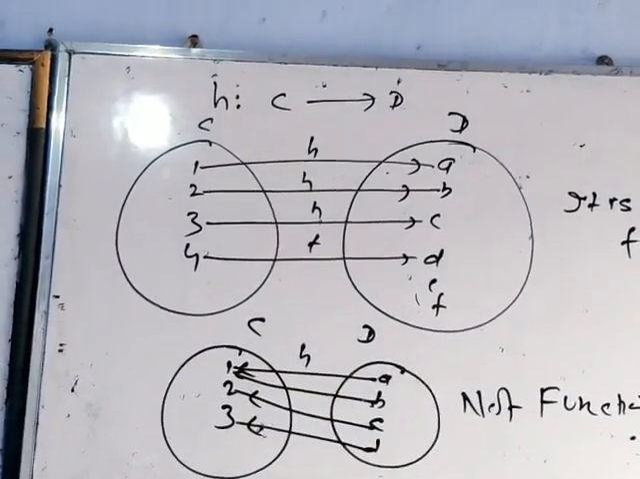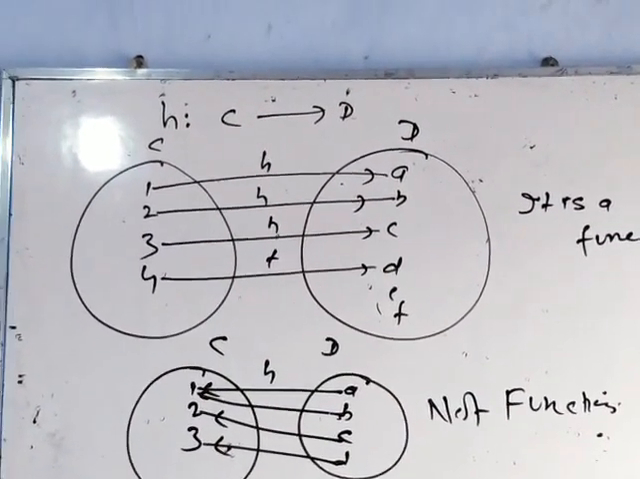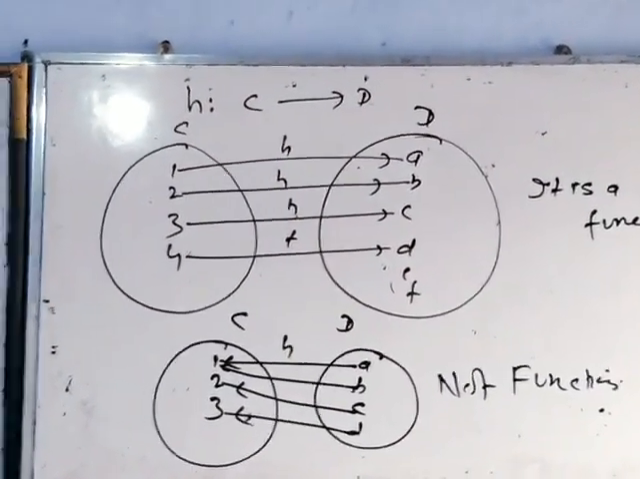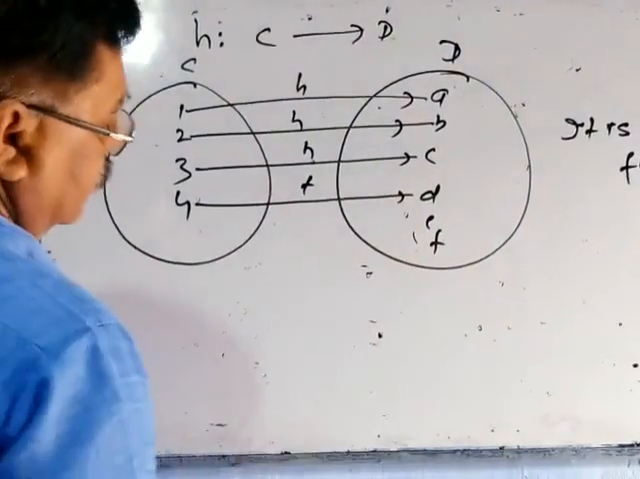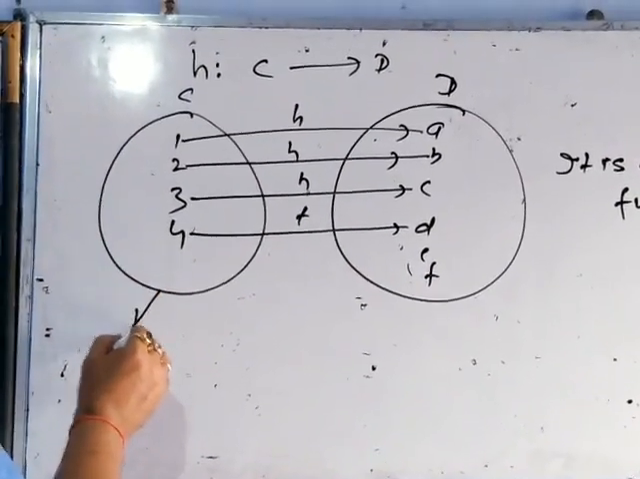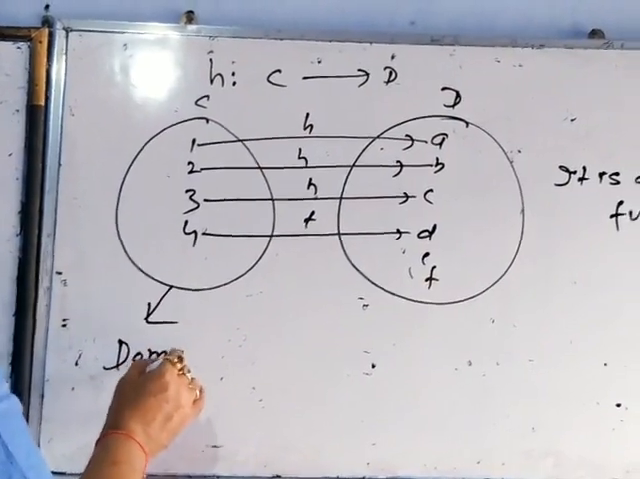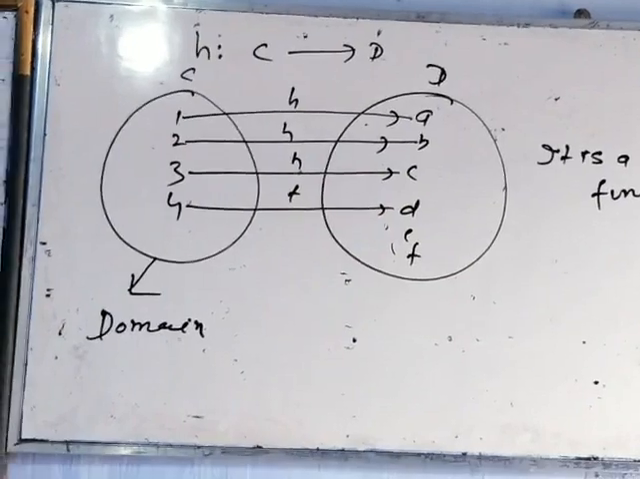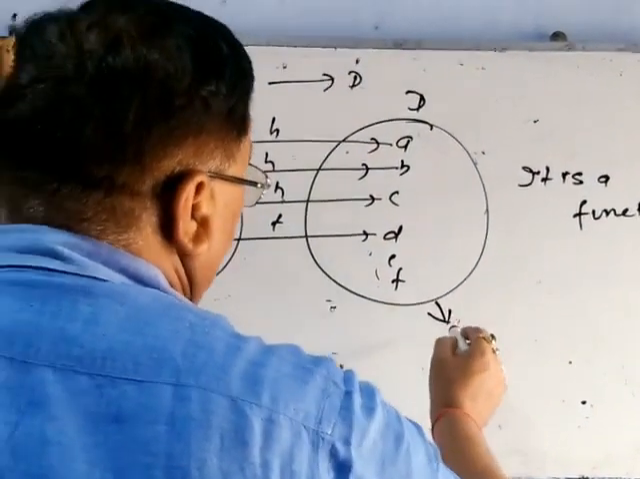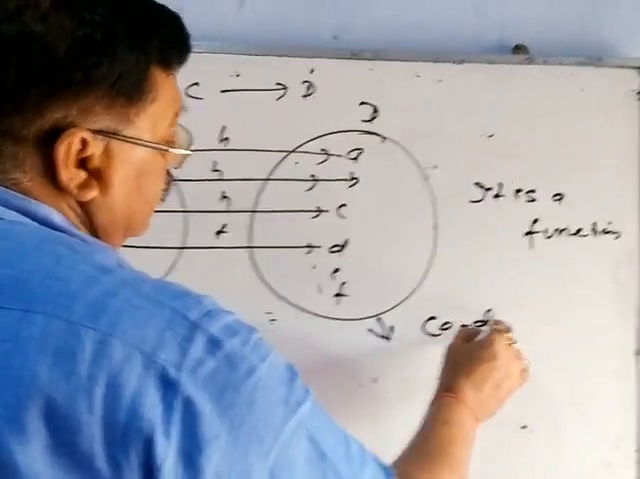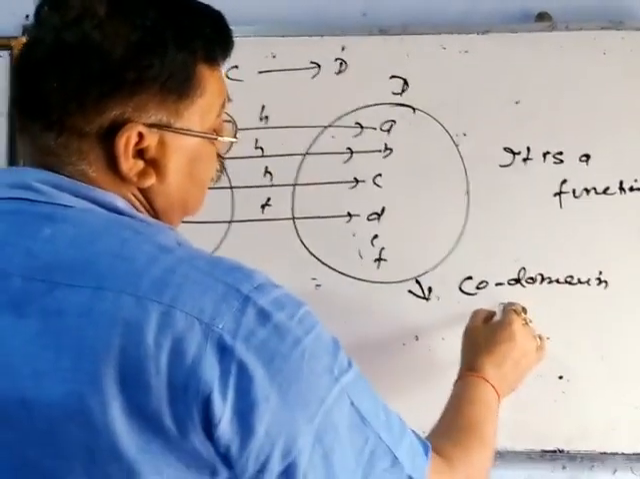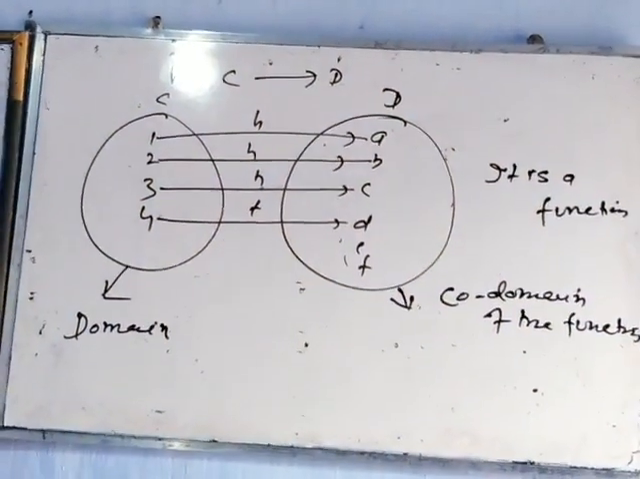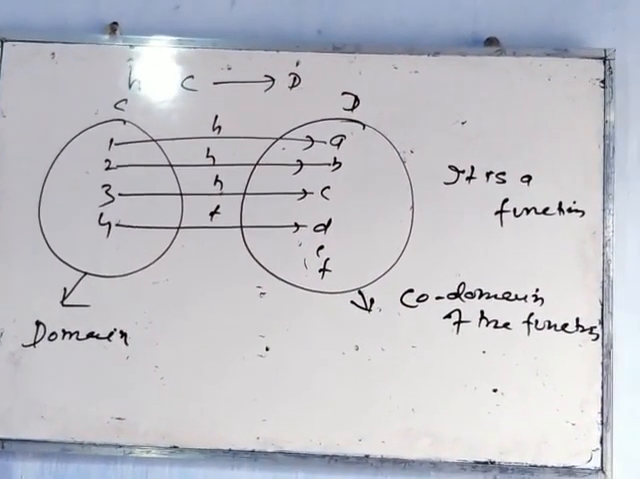Now, what are domain, codomain and range of a function, student? I am going to discuss what is domain and range. For a function, student, set C will be called the domain of the function, and set D is called the codomain of the function.